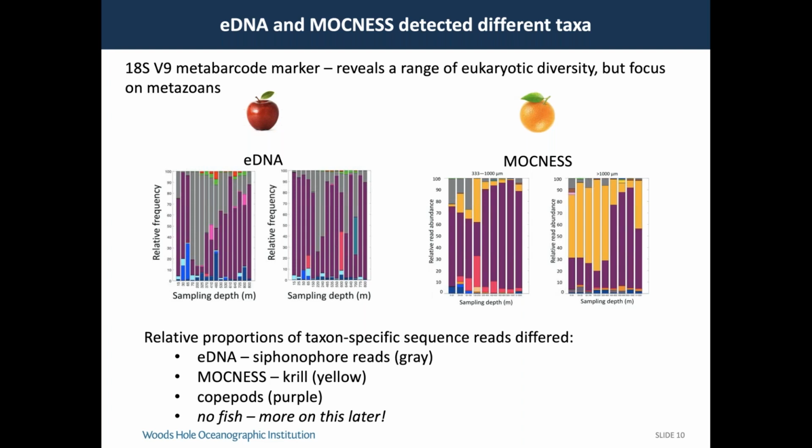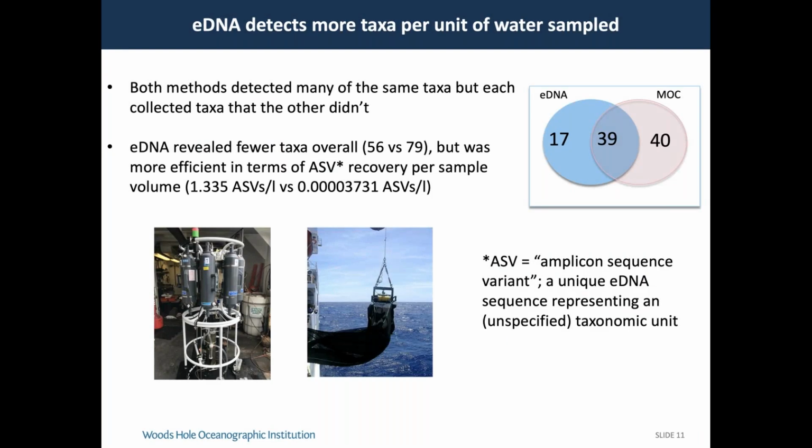On the other hand, we're also comparing apples to oranges because they're two different entities, right? DNA signatures versus actual organisms. One thing we didn't see with this particular marker was fish, and so I'm going to circle back to that, and that's an example of how your primer choices can influence what you see. But we'll come back to that in a few minutes.